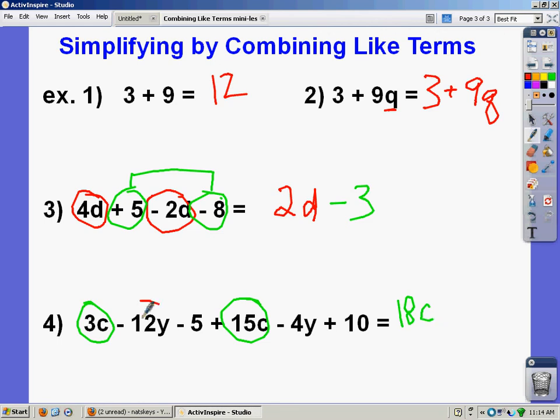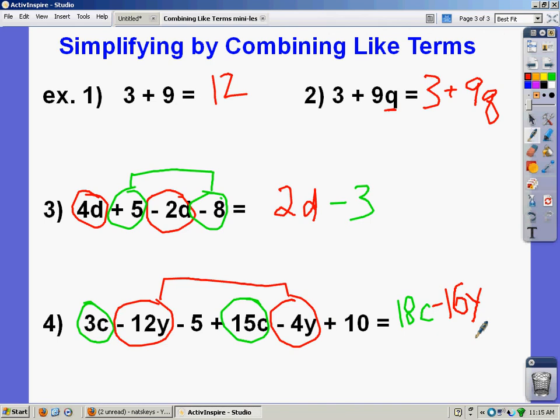I also noticed I have different y's, or a bunch of y's I should say. While combining negative 12y and negative 4y, these two together will combine to be negative 16y, because negative 12y minus 4y is negative 16y.